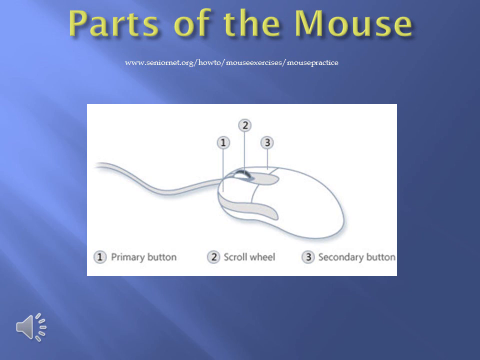And then your third one, which is your secondary button, or what I call your right click. Your right click gives you a menu no matter what you're in, what you're doing. You can right click on it and you're going to get some kind of a menu. Now, it may not be a menu you want, or the options you want aren't all there, but for the most part, you're going to get a menu, and that's the purpose of what the right click is.